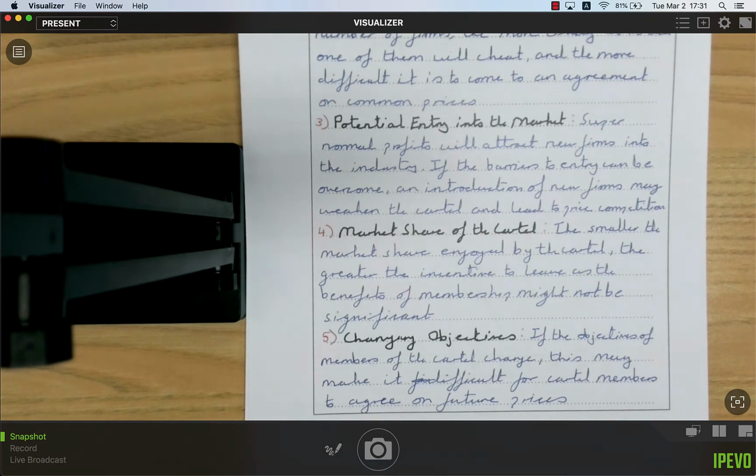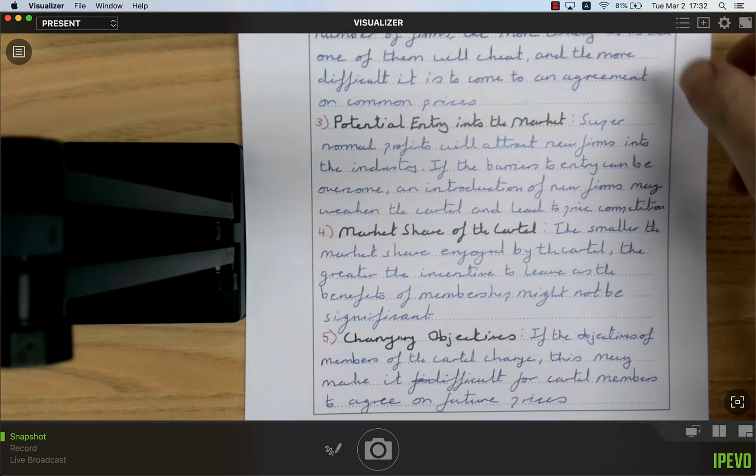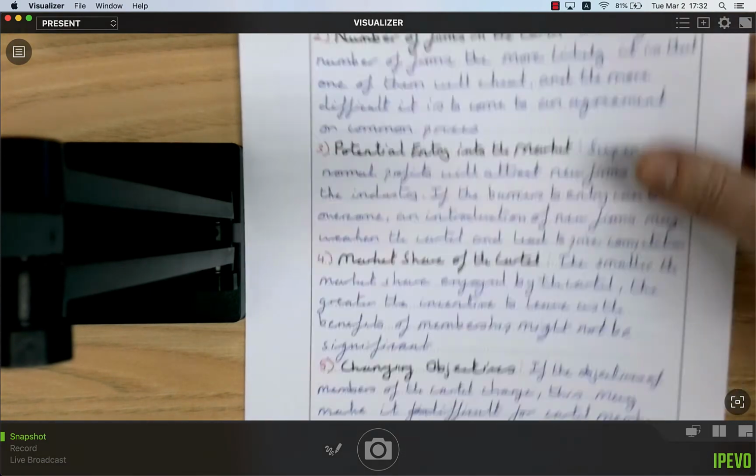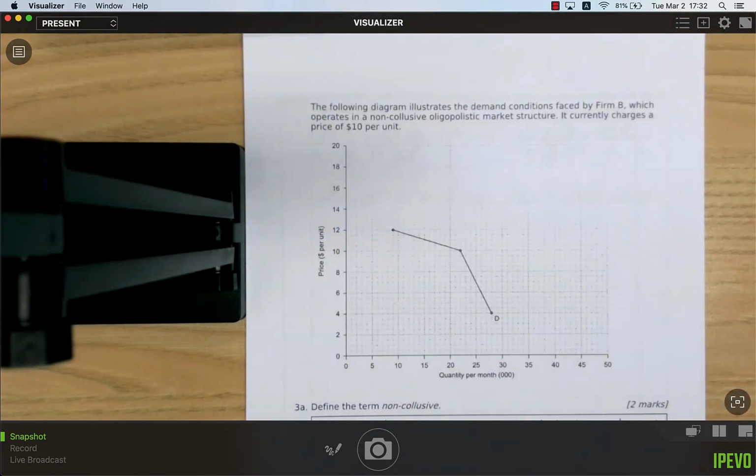And then changing objectives. If the objectives of the members of the cartel change, this may make it difficult for cartel members to agree on future prices. It's all about what are the problems with agreements, and this is where we're at now. Okay, excellent.